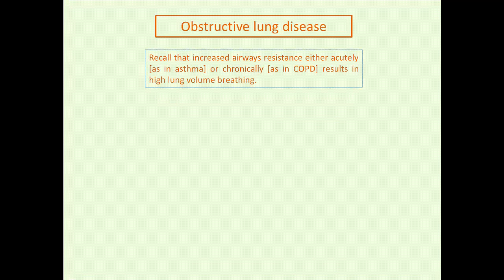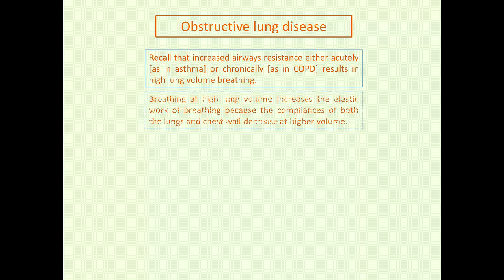So let's move on to Chapter 4, Part B, and we're going to talk about obstructive airways disease. So remember that increased airways resistance, either acutely, which typically you see in asthma, or chronically, as you see in chronic obstructive pulmonary disease, tends to result in high lung volume breathing.